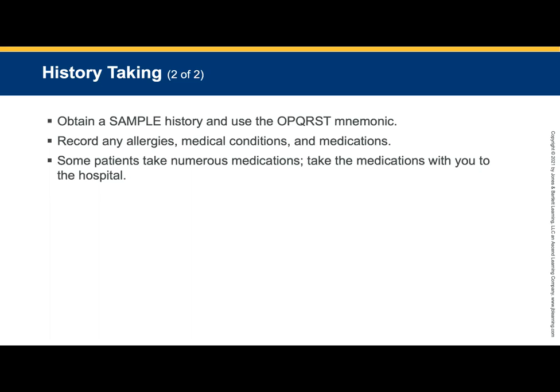Okay, does anything make it better? Does it make it worse? Sometimes you've just got to get down to when's the last time they had a bowel movement. Okay, was it solid? Was your urine clear, or was it yellow or brown? Those are the things that you get into in a SAMPLE history, or basically a history overall. So record any allergies, medications, and medical conditions.